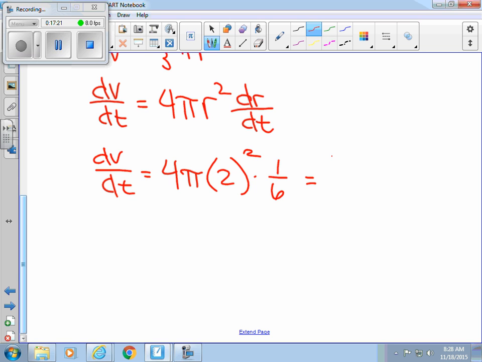16 pi over 6 or 8 pi over 3. Since these are word problems, never leave that without a unit. What would my units be? That's where this notation comes really handy. What would units on volume be and what would units on time be? Any questions so far?